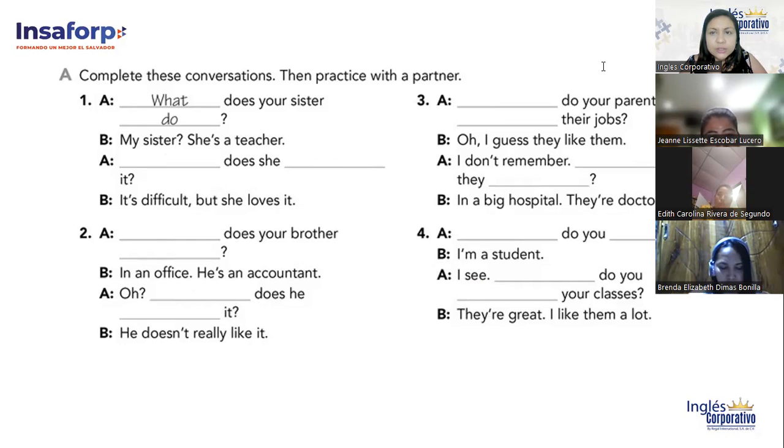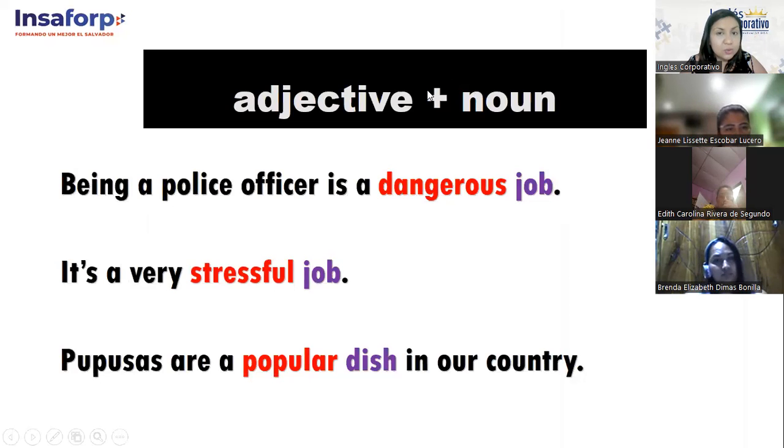Very nice. Good. So in the next slide, we have the last minutes to continue practicing the placement of adjectives. Adjective plus noun, you can see, for example, dangerous job, stressful job, popular dish. Being a police officer is a dangerous job. It's a very stressful job. Pupusas are a popular dish in our country. We can also say, this is an interesting class. Right? You are fantastic students. So I put the adjective before the noun. Right? I have a white car.